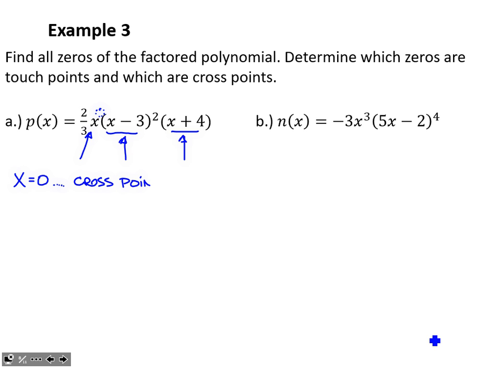The second one, x equals 3, is the 0 coming out of that factor. And I see that factor twice, 2 times. Because it is an even power, that is a touch point on the graph. That's the husband-wife case where the graph is just going to bounce off at x equals 3. And then lastly, I get x equals -4 from that final factor. I only see that factor one time. It's a first power factor, so that is another cross point.